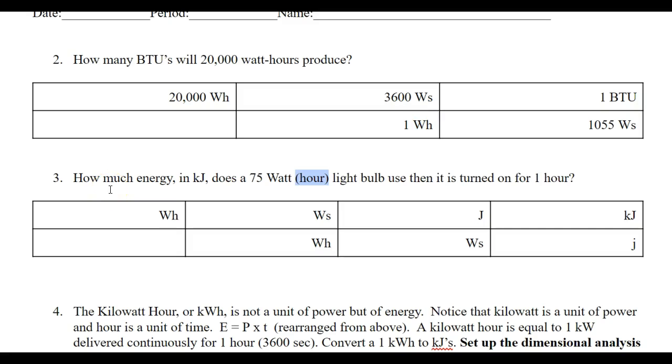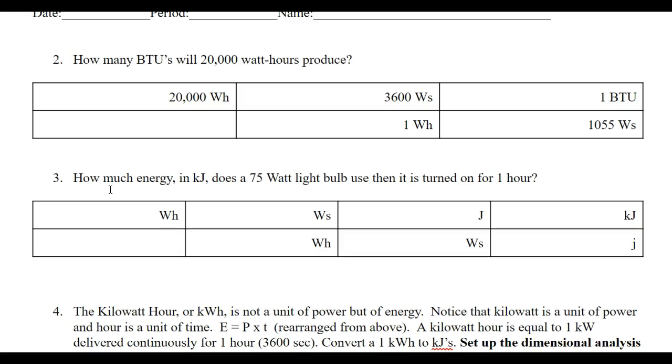All right, here's where things get a little weird. So I'm going to take this out for just a quick minute. It's asking how much energy in kilojoules does a 75 watt light bulb use when it is turned on for 1 hour?